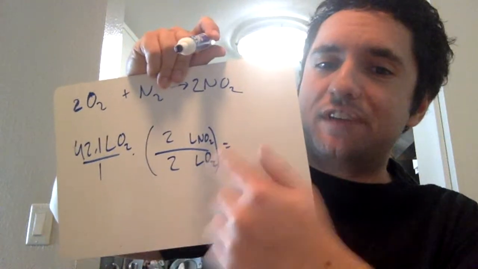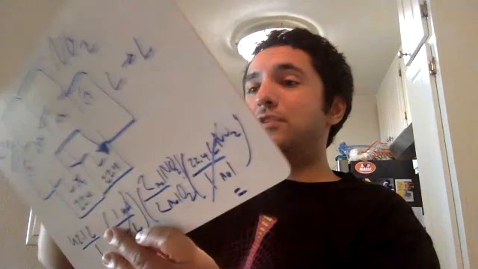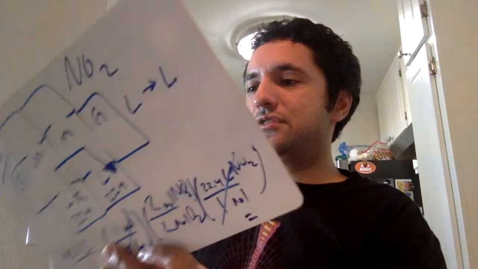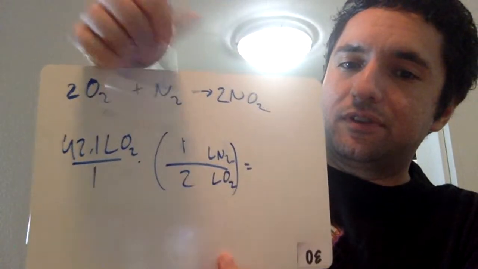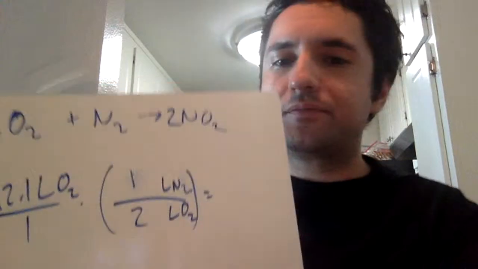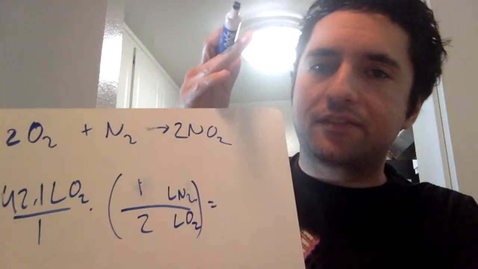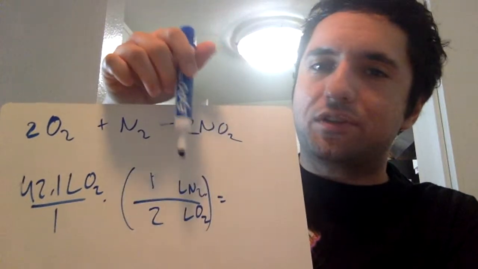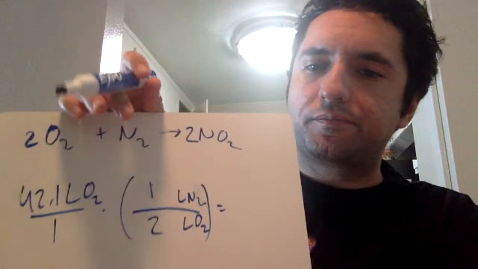If it was asking for something else, if it was asking for nitrogen instead, then it would have made a difference. This isn't the problem, but if it was asking for nitrogen, it'd be 1/2. And in that case, you'd get a different answer. So if you're going from liters of gas to liters of another gas, just use the mole ratio, but instead of moles, just make it liters. So we call it the volume ratio. Hopefully that made sense, but let me know if you have any other questions at all.